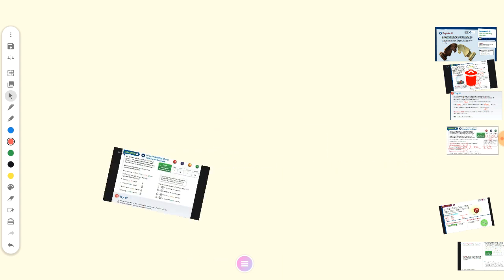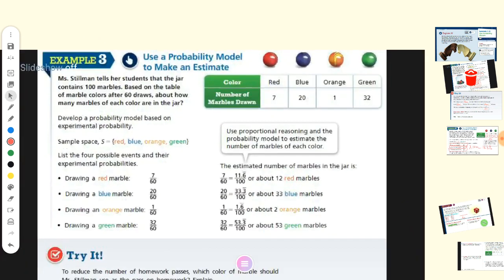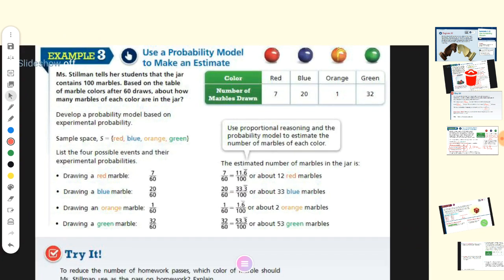Another example. Mrs. Tillman tells her students that the jar contains 100 marbles. Based on the table of marble colors after 60 draws, about how many marbles of each color are in the jar? It's the same.